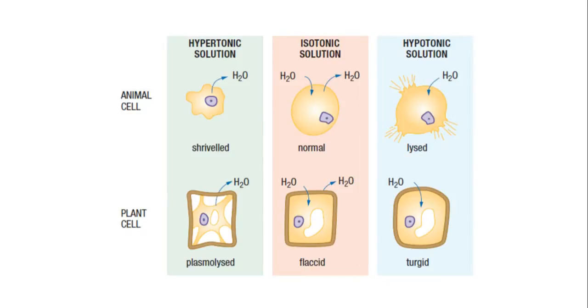Isotonic solution, that's the solution that we want. It's the right level, so that we see equal movement of water into and out of the cell, and that the cell remains at its optimal size.